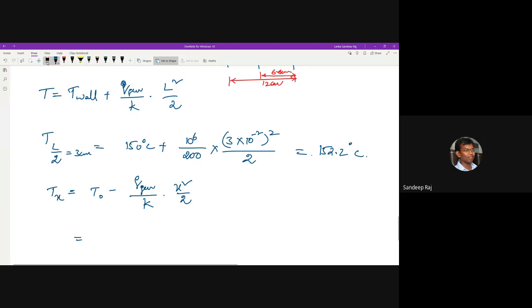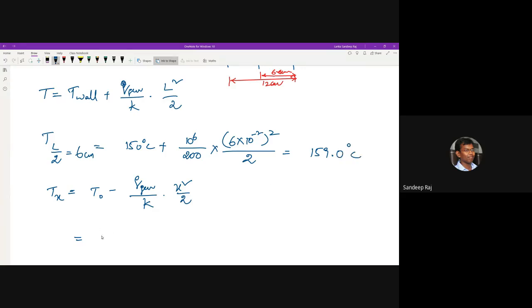Sorry, there must be a mistake. This should be taken for the 6 centimeter system. See, I've changed this to 6 centimeters. Please tell me what is the value now. 159. 159.0 degrees centigrade.